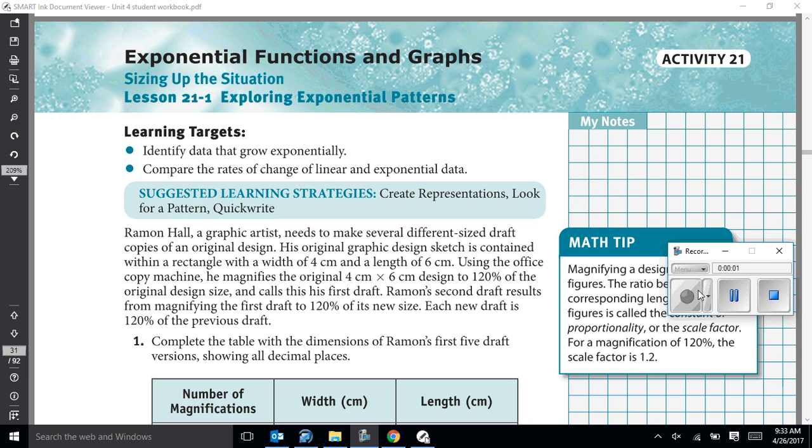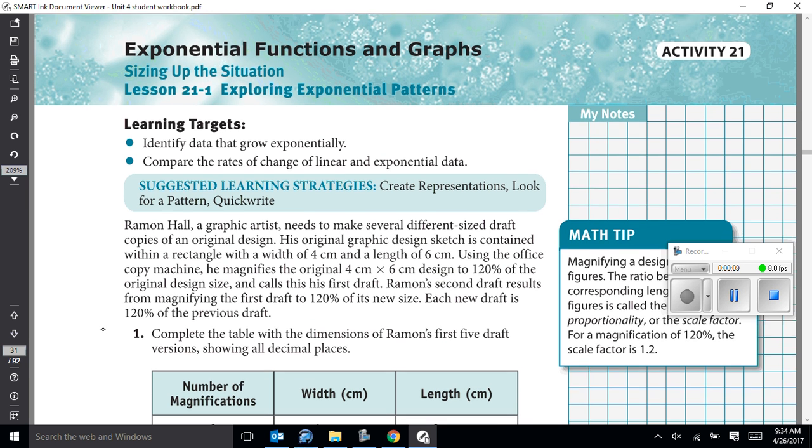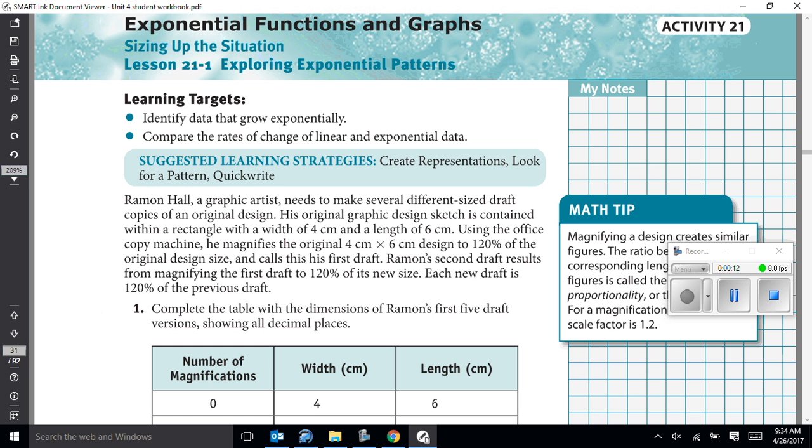So starting exponential functions and graphs, we're going to look at lesson 21.1, exploring exponential patterns. We're going to identify data that grows exponentially and compare the rates of change of linear and exponential data.